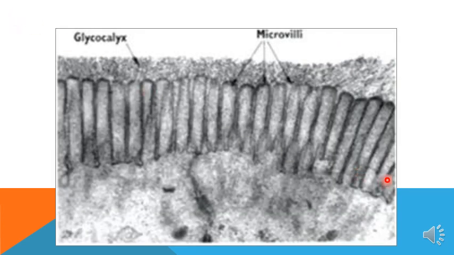These are folds of the cell membrane, which appear as finger-like projections. These folds of the cell membrane are called microvilli. The function of the microvilli is to increase the surface area of the cell, which is present in the small and large intestine, to increase the surface area for absorption.